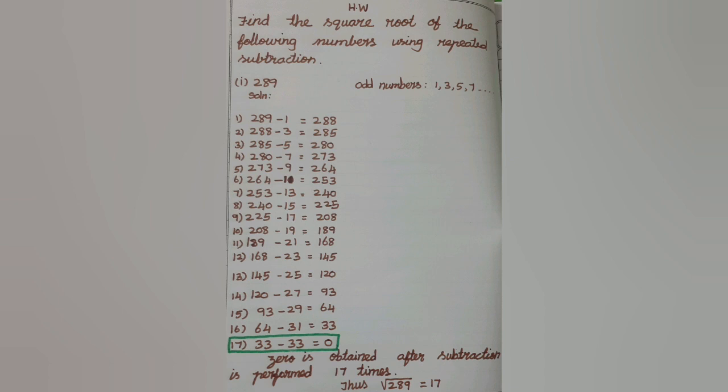289. Now we can use repeated subtraction. 289 minus 1 equal to 288. Like this we can subtract 1 by 1 using odd numbers. Now 0 is obtained after subtraction is performed 17 times, isn't it? So we can write root of 289 equal to 17.